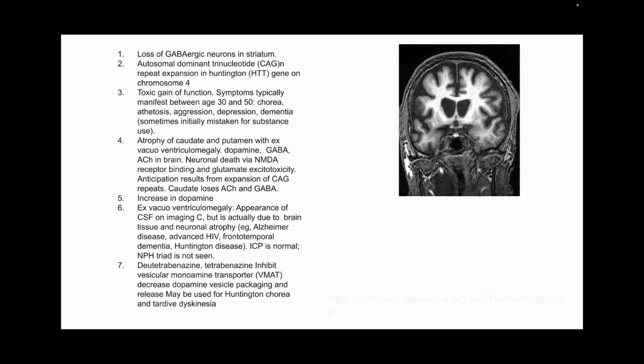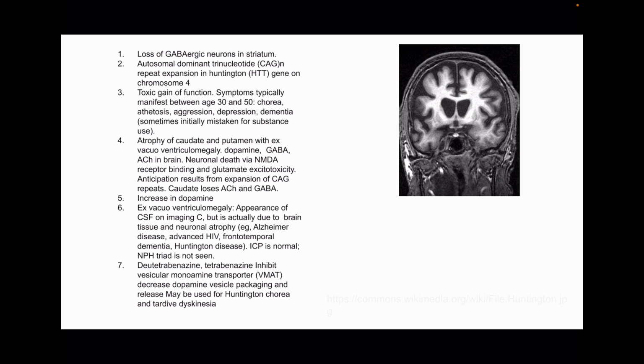Anticipation results from expansion of CAG repeats. With each successive generation, the number of CAG repeats will increase and the onset of symptoms will be earlier than what the previous generation experienced. The caudate loses acetylcholine and GABA, and there's an increase in dopamine. Ex vacuo ventriculomegaly is the appearance of increased CSF on imaging, but is actually due to brain tissue and neuronal atrophy.